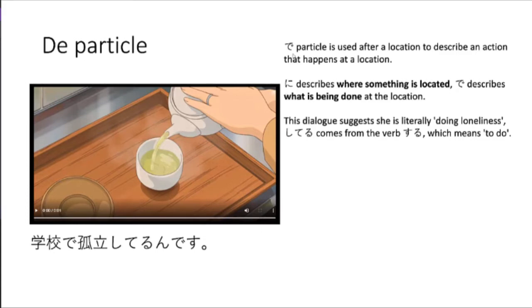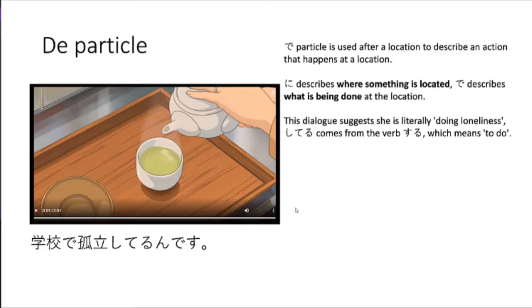Okay, now we'll move quickly into the de particle. So here's a sentence. 学校で孤立してるんです。 Gakkou de, so at school, koritsu means all alone. Koritsu shiterun desu. Again, shiterun, shiteru, which is the present progressive form. So gakkou de koritsu shiterun desu means at school, she's all alone. We could just say, Anna-chan wa gakkou de koritsu shiterun desu. So the de particle is used after a location to describe an action that happens at the location. The reason we can't say ni here is because this is an action, a state of doing something. The dialogue suggests she's literally doing loneliness because shiteru comes from suru, which means to do.